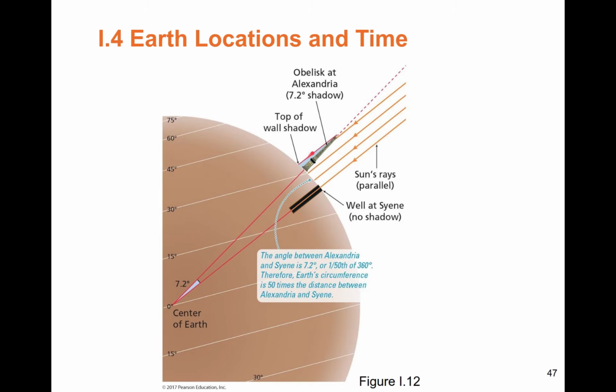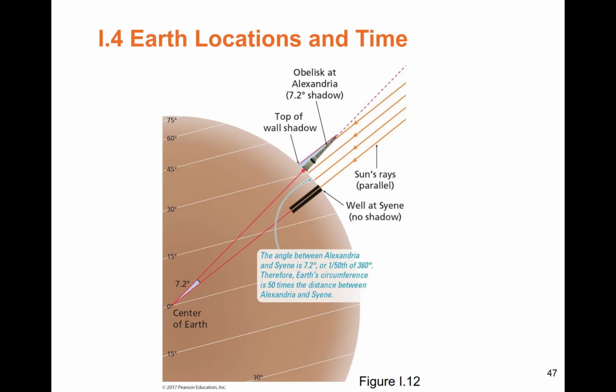No angle. There was a 7.2 degree angle. So the difference between these two places was 7.2 degrees. In this case, it's 7.2 degrees of latitude because it was a north-south difference. So he knows that from Alexandria to Syene is 7.2 degrees of latitude. He also knows that 7.2 degrees is 1/50th of Earth's circumference. So the distance from here to here is 1/50th of the distance all around the Earth.